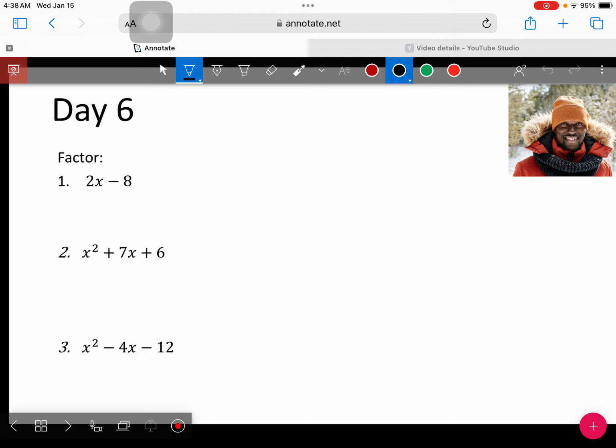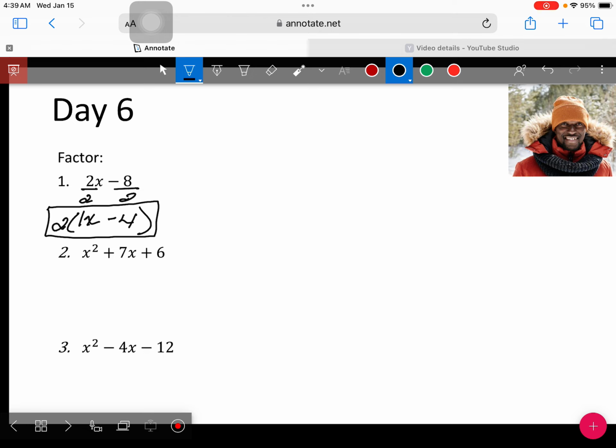All right, so number 1 says to factor 2x minus 8. As I look at my coefficients and choose the smallest one, I'm looking at the 2. 2 is a factor of 2 and 8. And there is an x, but no x, so 2 is the greatest common factor. And when I divide, I have 1x minus 4. So your factors are 2 times the quantity, 1x minus 4.